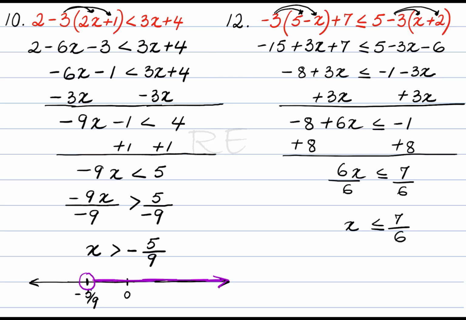A little bit bigger than 1. We'll just pick a convenient point. It's 1 and 1/6. So you have 0, 7/6, and the values are less than or equal to. Shade in the circle and take the values to the left of 7/6.